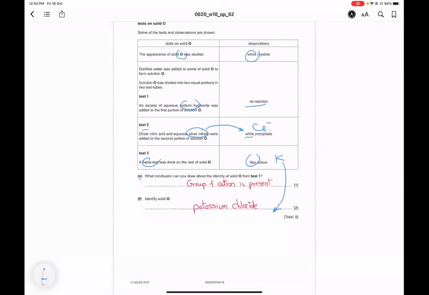Now this question E was one of the very sneaky questions in the past papers. It is asking what conclusions can you draw about the identity of solid O from test 1. Test 1 said that it's a white solid. I know we've said before that group 1, 2, and 3, and zinc form white solids. So you could have thought in all of these, but take care.